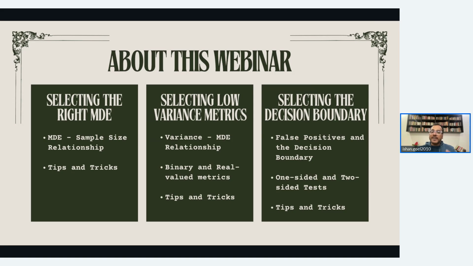And finally, I'll be sharing about changing the decision boundary. By default, we take all decisions at 95% or 99%, but there is math that goes behind how you choose the decision boundary, what impact it has on your test, and how you can choose it better to control your sample sizes.